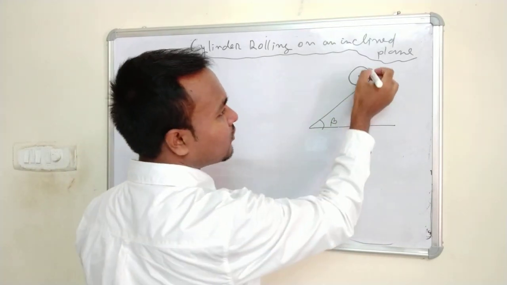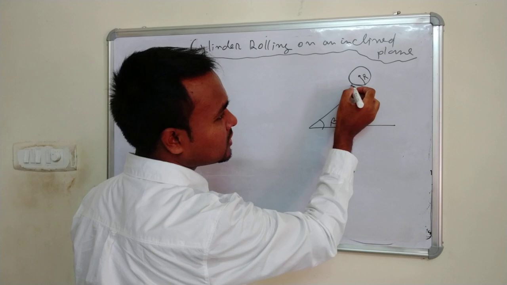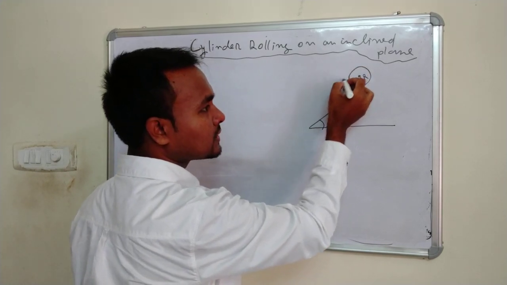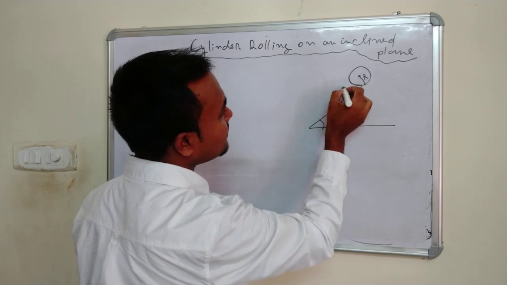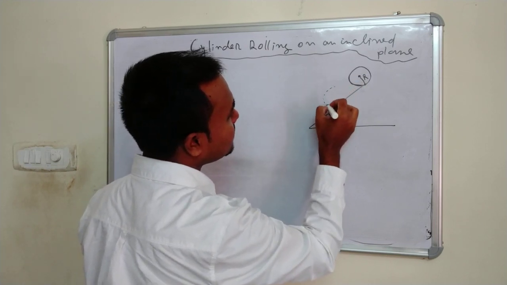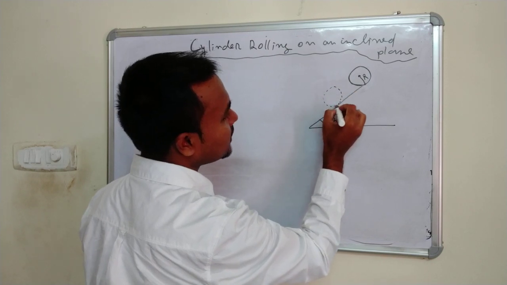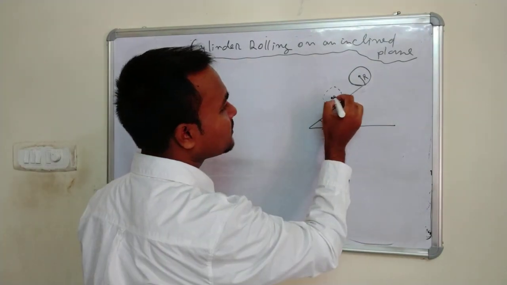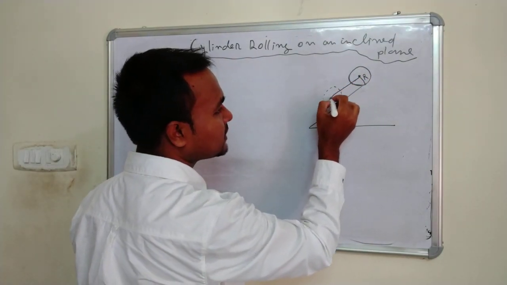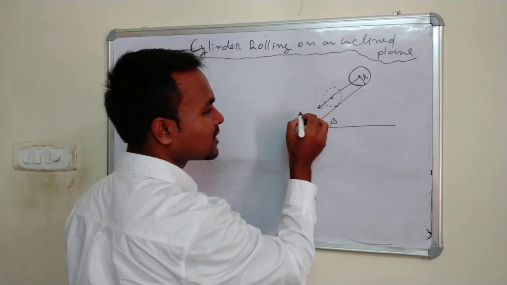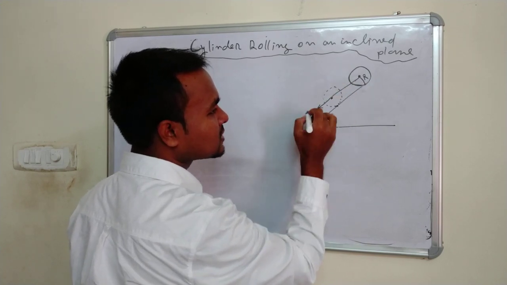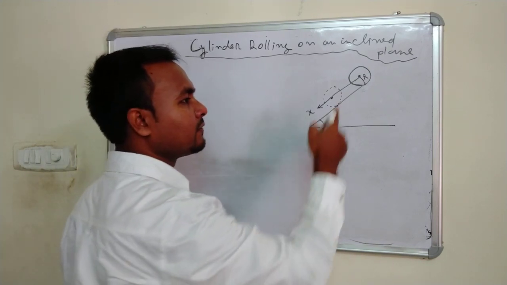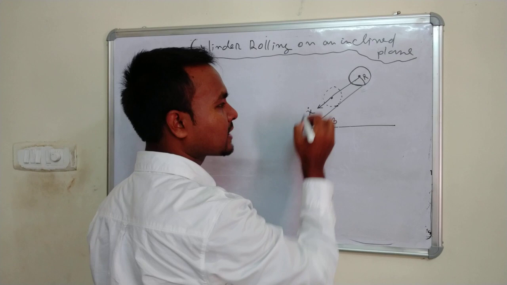So before starting motion, the point of contact will be here. After some time, the cylinder will be at that position, and now the point of contact will be here. Clear? And the center of mass will be here. So the center of mass is moving with a displacement from here to here. The displacement is suppose x. Clear? The velocity of the center of mass will be x dot.